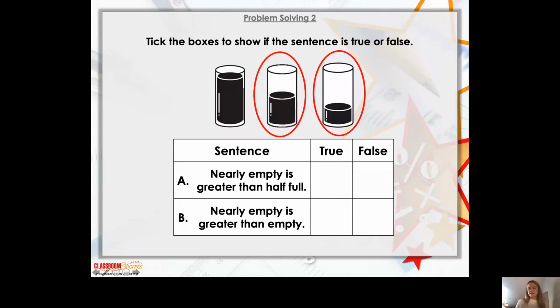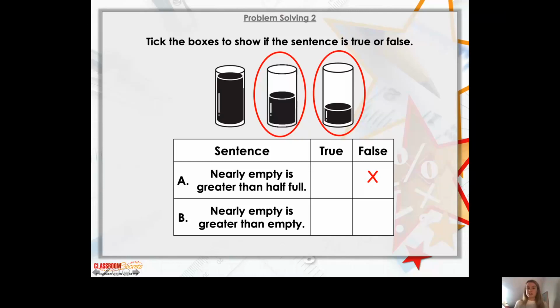Now, this sentence is telling us that nearly empty, so the third one, is greater, is more than half full. Well, we can see that that's not true, can't we? We can see that nearly empty is less than half full. So therefore, this statement is definitely false. Okay, now let's have a look at the next one. Nearly empty is greater than empty. Okay, I would like you to pause the video and have a little think about this question for me.